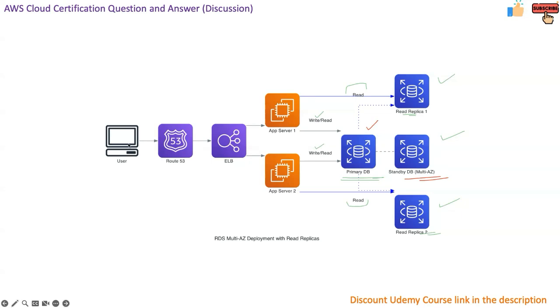I hope this particular question was helpful for you. Again, this kind of question will appear in the AWS certification examination or in the interview.